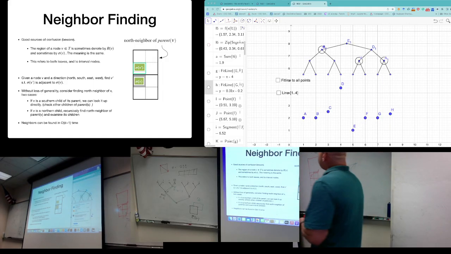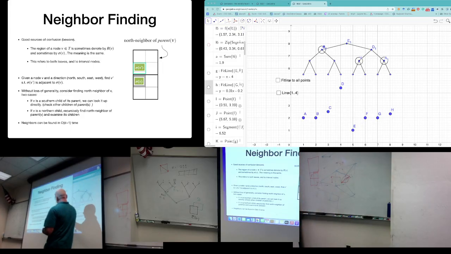Okay, so let's say that V exists, before we get down to balanced quad trees. Let's say that V exists with its region, V prime exists with its own region. How do I define it in the tree?